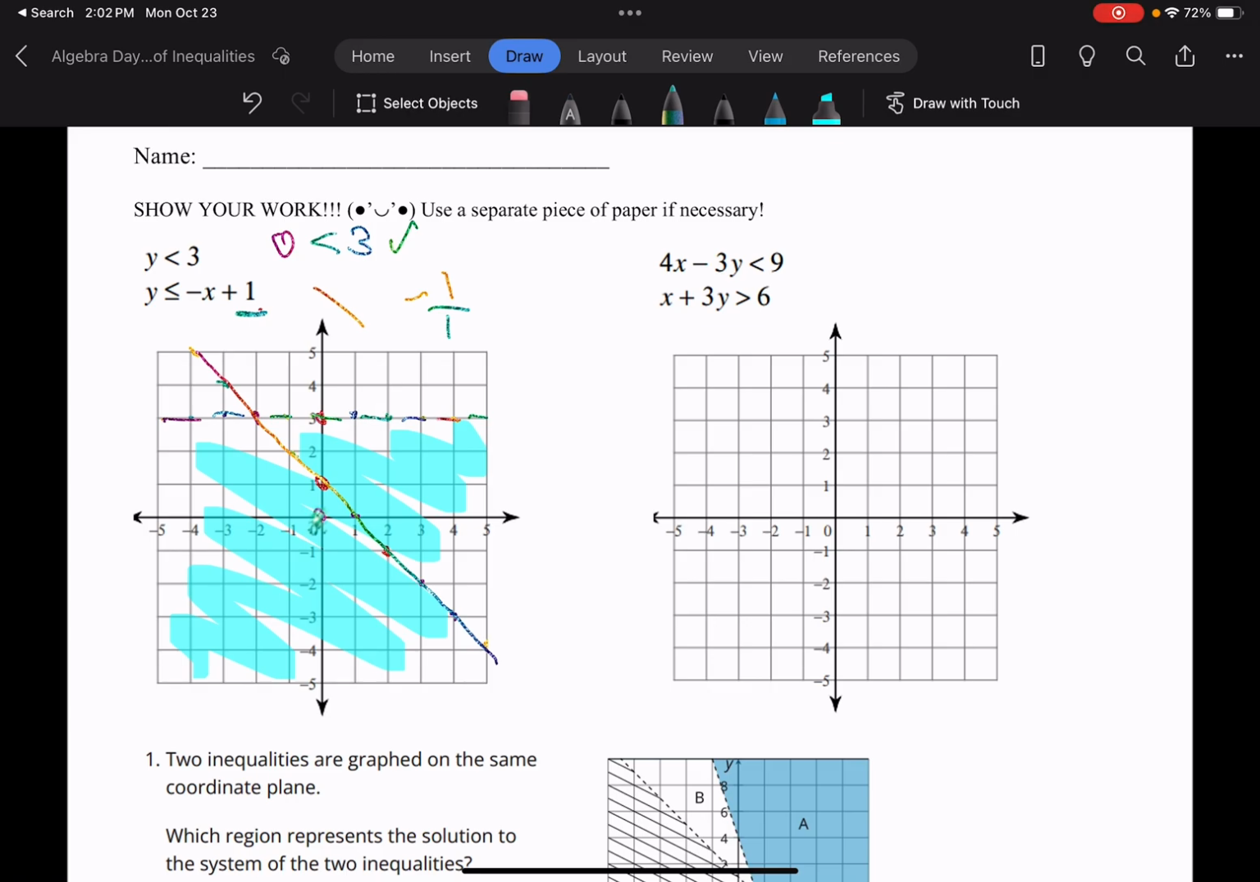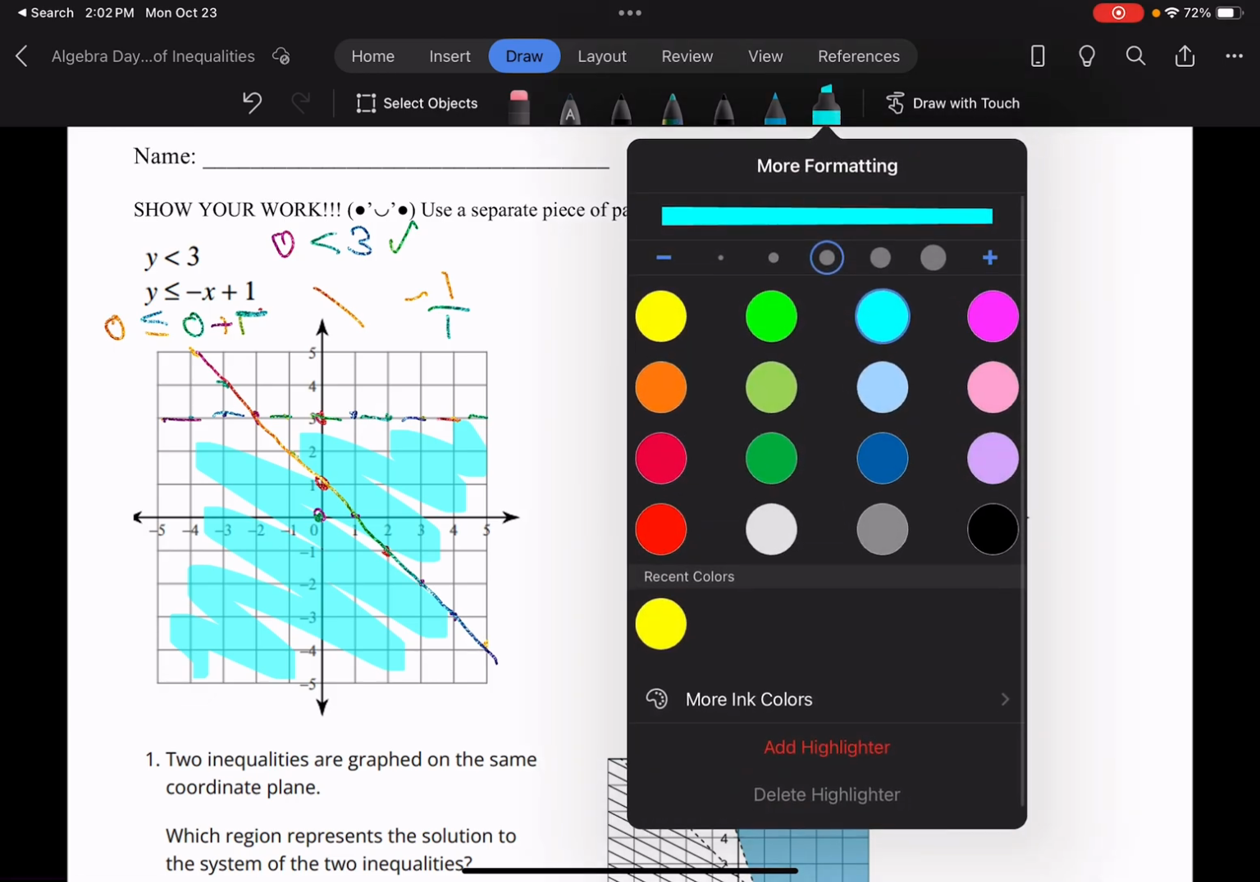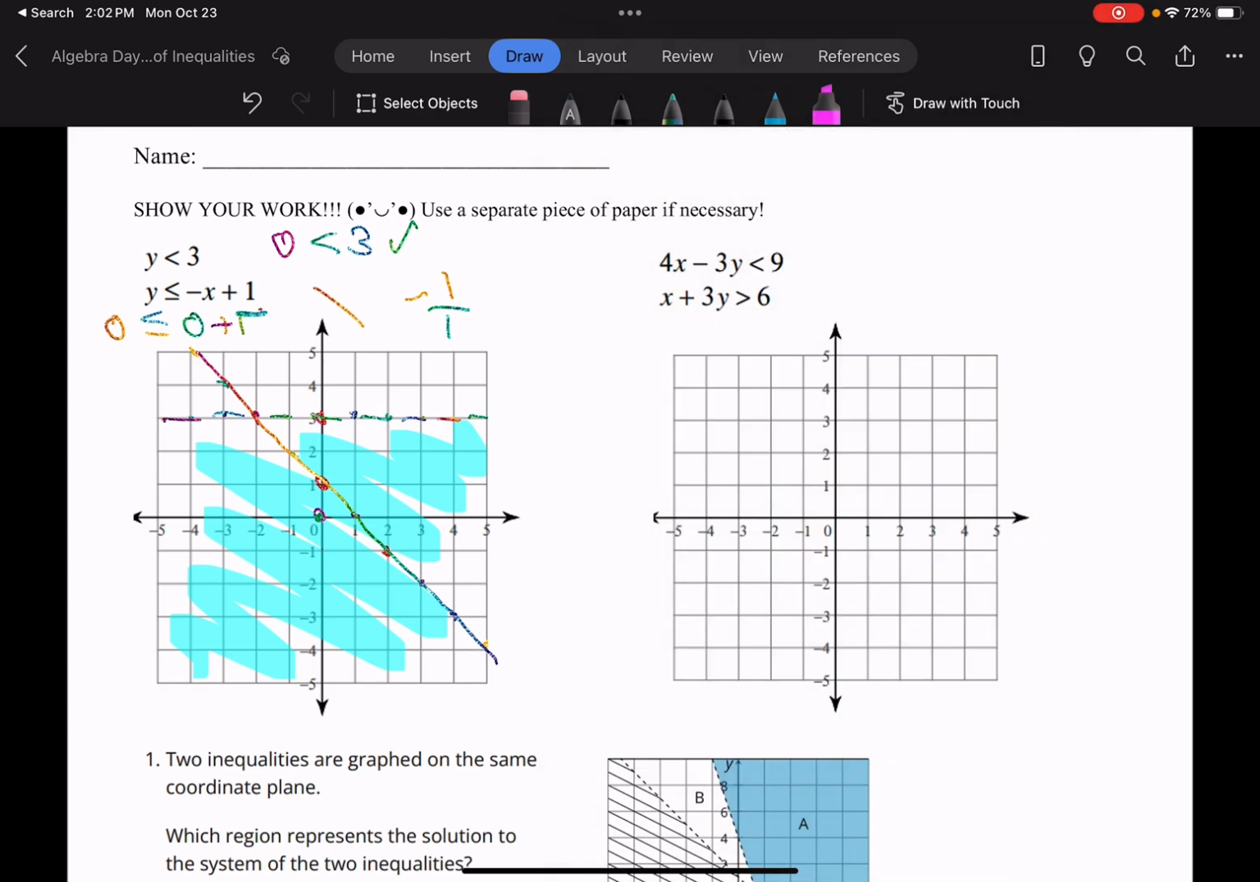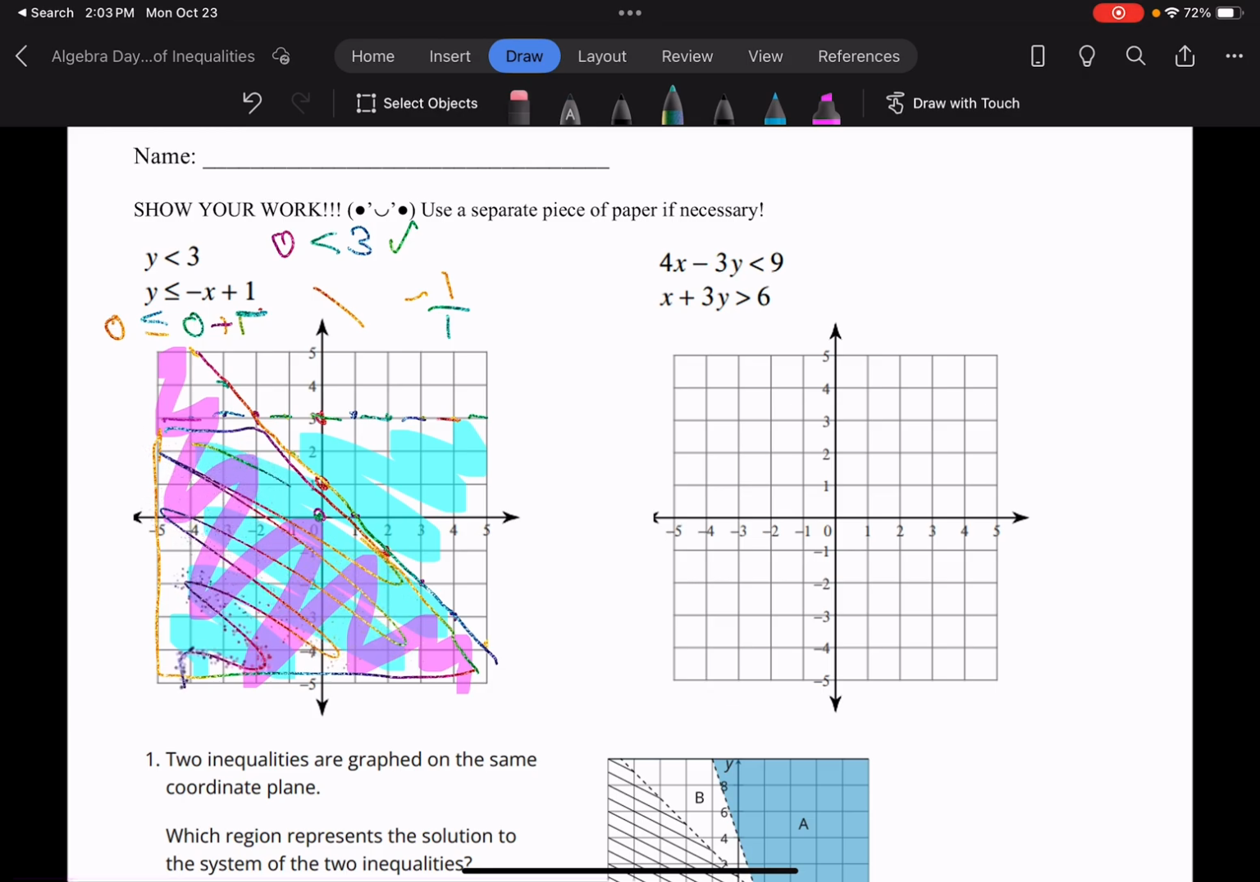So let's plug in the point 0, 0 and see if it works. So 0 is less than or equal to 0 plus 1. That is in fact true, so we're going to go ahead and shade underneath this line like this. And so the part that is connected or overlapping is underneath in this area here. And so anything in this area will fulfill both of those inequalities.